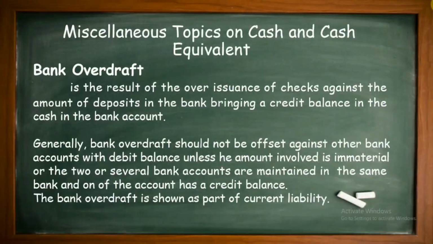Ang bank overdraft is a current liability. May exception rule ang bank overdraft na kapag meron dalawang bank account sa isang entity sa isang bangko at yung isang account ay bank overdraft, pwede nating i-offset yung bank overdraft na yon sa other bank account with debit balance.